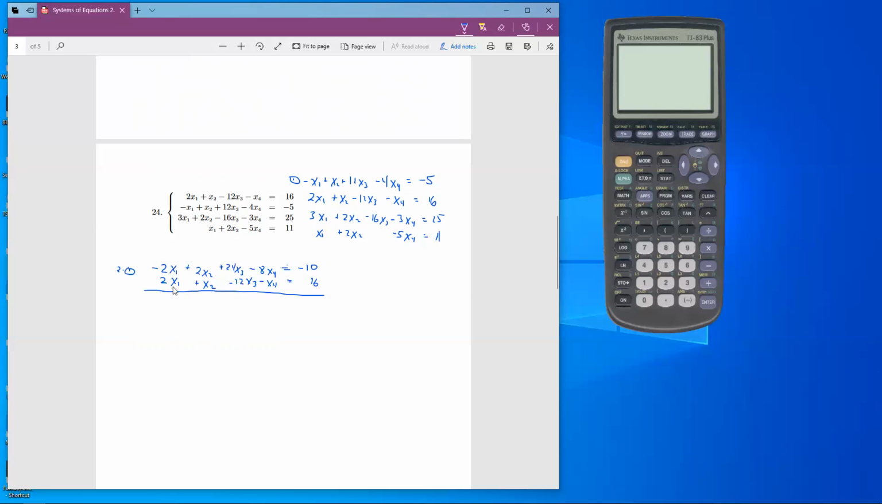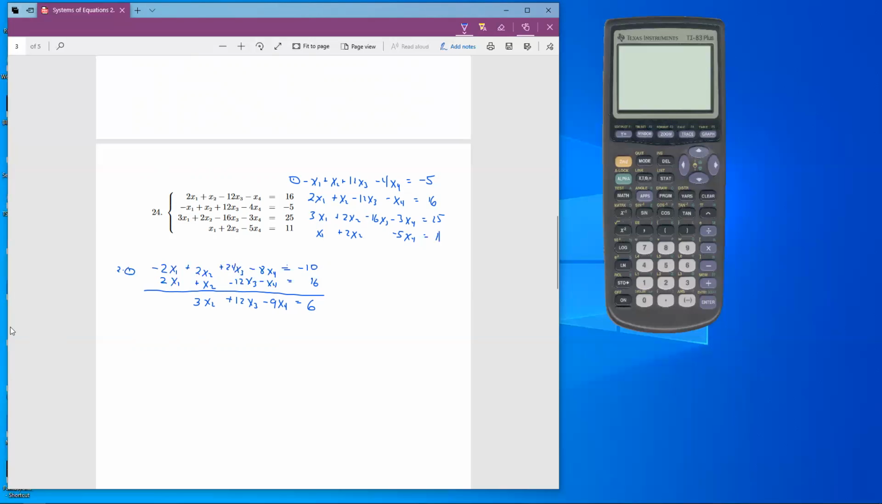Let's go ahead and add those. So the x1's get knocked out. We get a 3x2. 24 minus 12 is plus 12x3. Minus 8 minus 1 is minus 9x4. And negative 10 plus 16 is equal to 6.